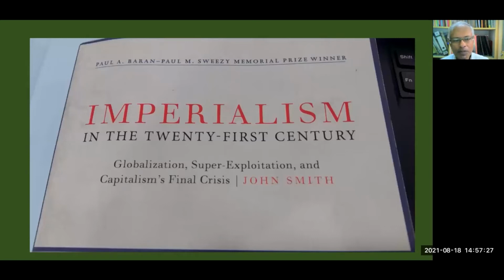This is a good book. If you look at this guy John Smith, who wrote this book, Imperialism in the 21st Century, there's a whole book on this, and it takes up case studies and studies in Bangladesh, in China, Foxconn, and all that. And he writes in very simple language, not like Marx. It's easier to read than Marx, and it's interesting. And I strongly recommend this book if you have interest in this.